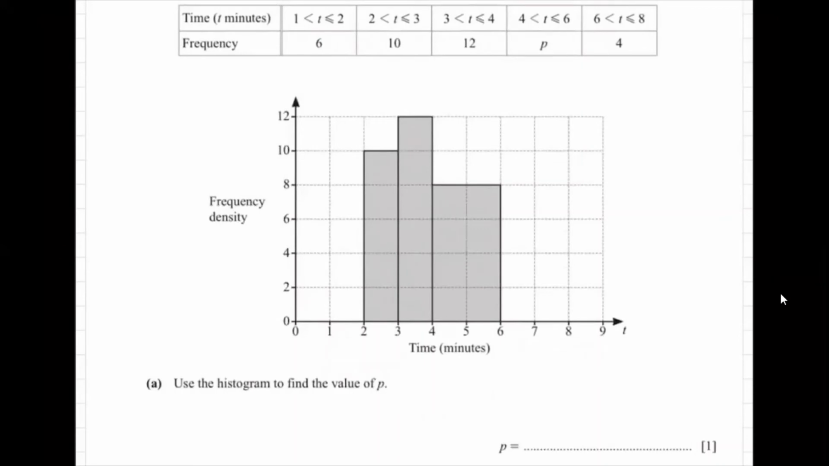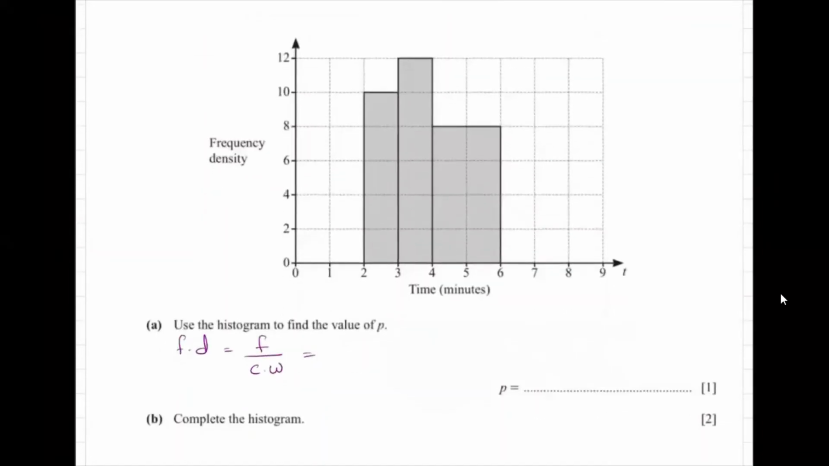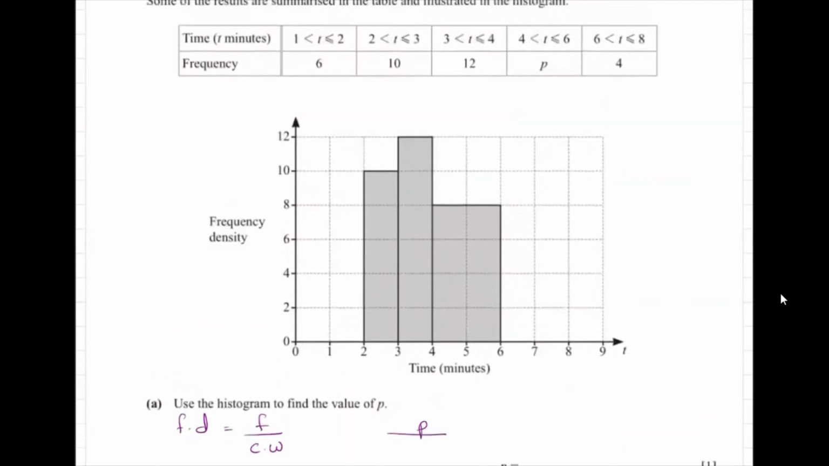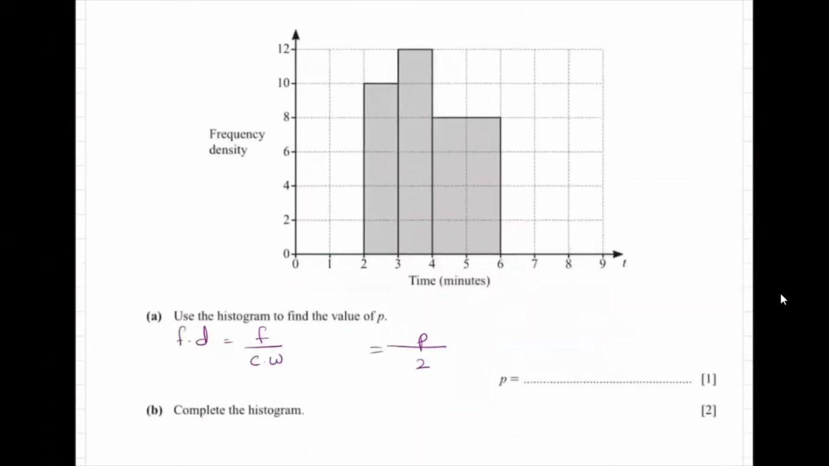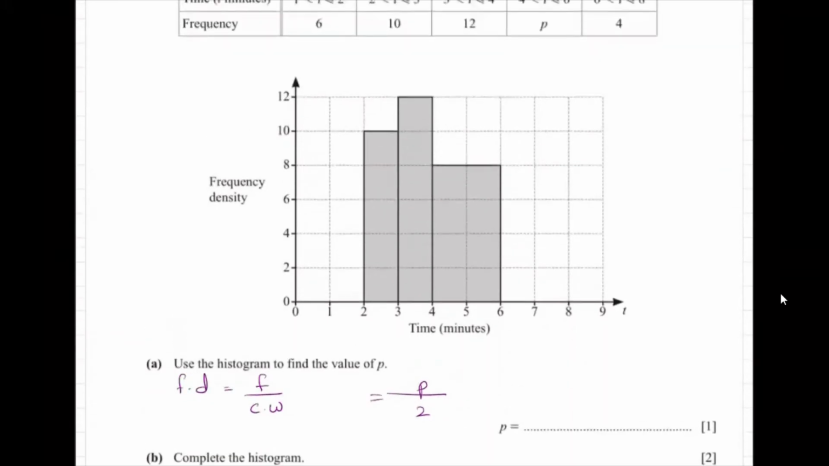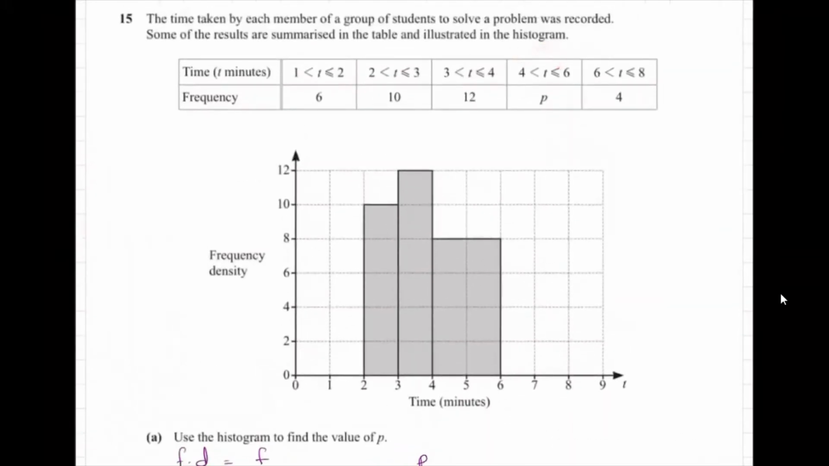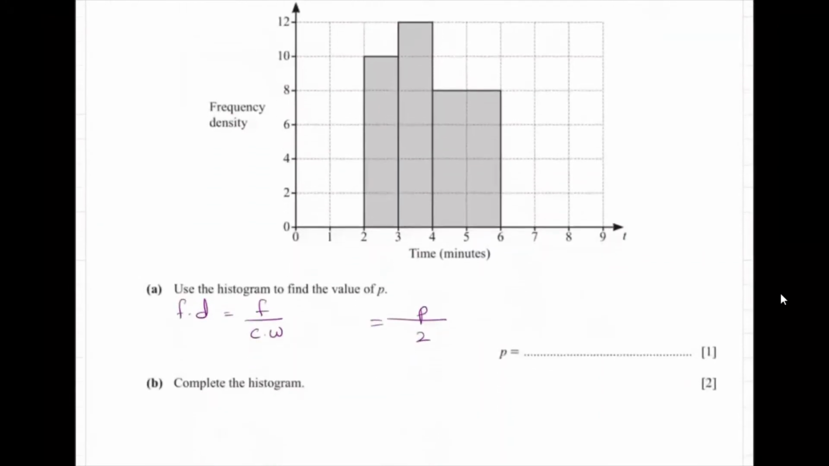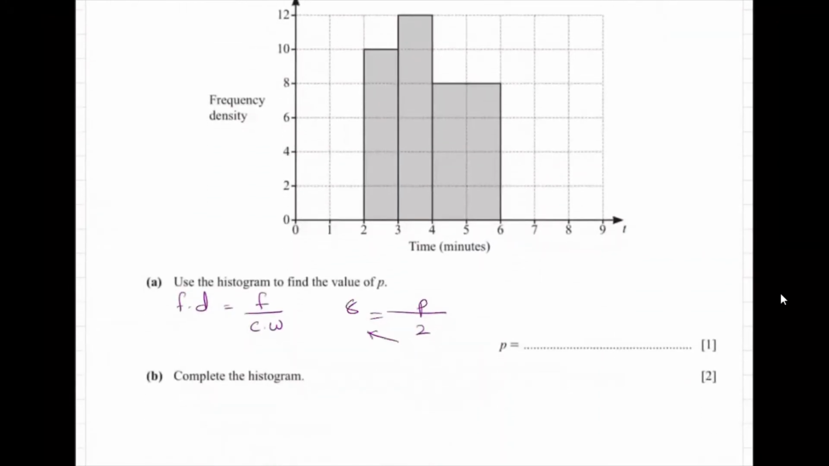Frequency density has a formula. Frequency density equals frequency divided by the interval or the class width. So what is the frequency over here? Frequency is P. Let's write it down. Frequency is P divided by the class width, which is 2. And let's check the frequency density. The frequency density from 4 to 6 is 8. So there should be 8 over here. P will be equal to 2 times 8, which is 16.